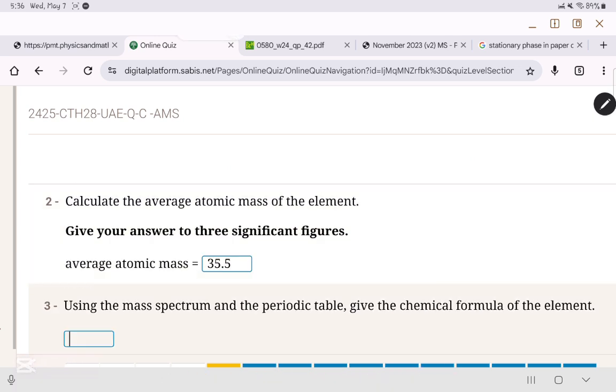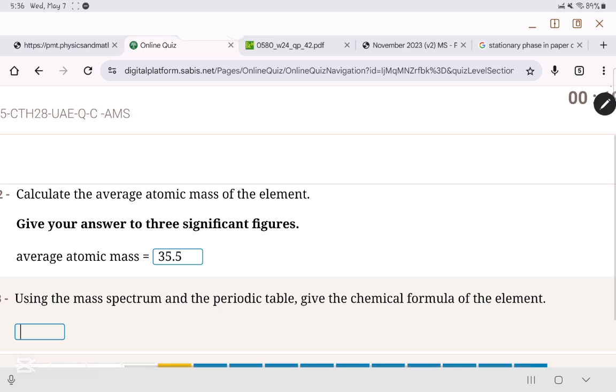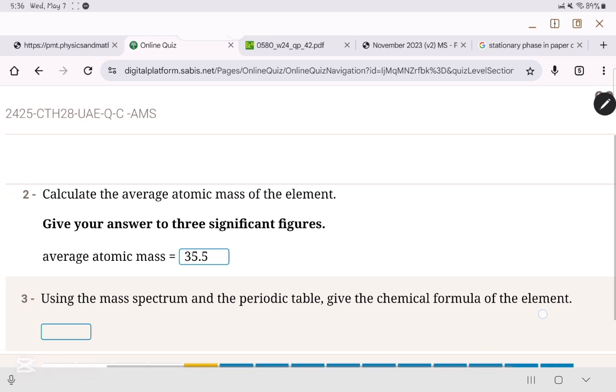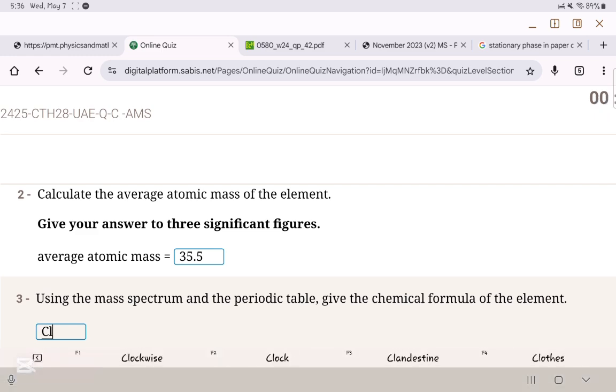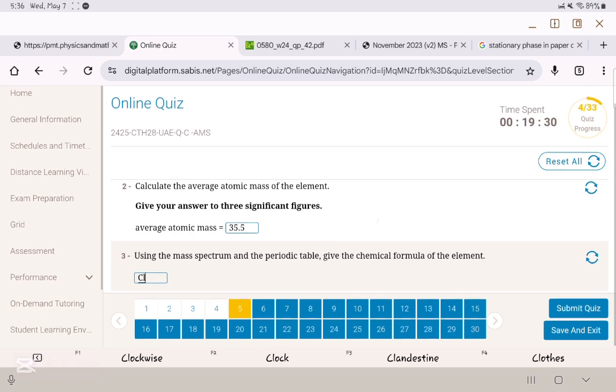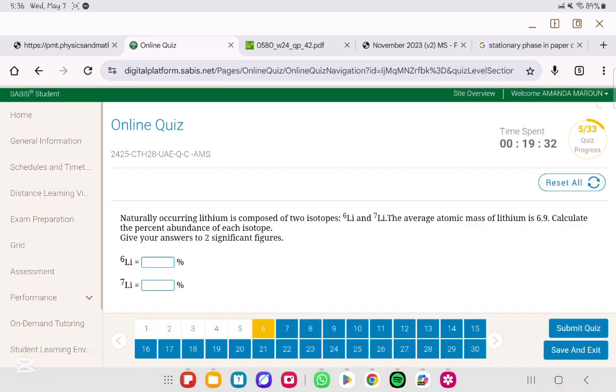Now they said use the mass spectrum and periodic table to give the chemical formula of the element. Just look up at the periodic table, see which one has a mass of 35.5. You will find that it's chlorine, Cl. So very simply, it's going to be Cl. We move on to question number 6.